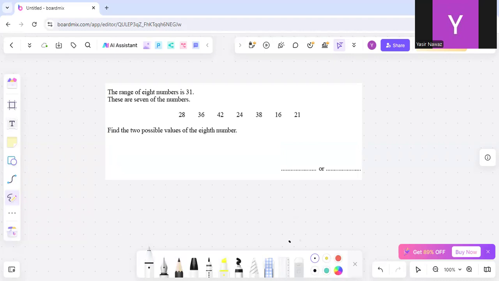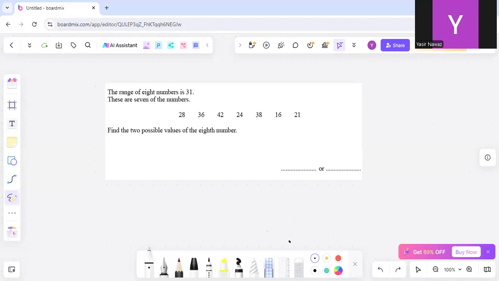So the range is given. The range is 31, but the 8th number is missing. The 7 numbers are given, and the 1 number is missing. So the question is to find that missing number. Find the two possible values of the 8th number. So there are two possible values of the 8th number. So I will choose the largest and smallest number from all these numbers. The largest number is 42. So 42 is the largest number.